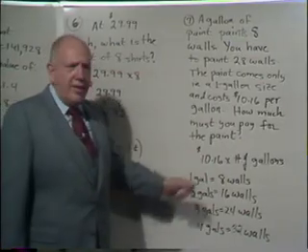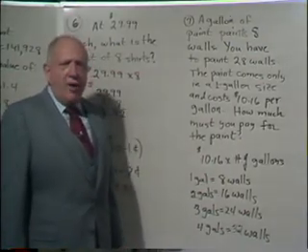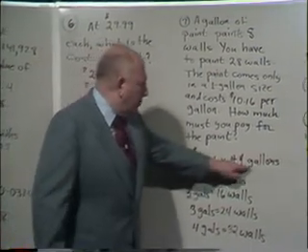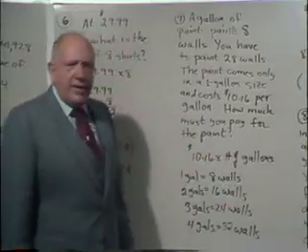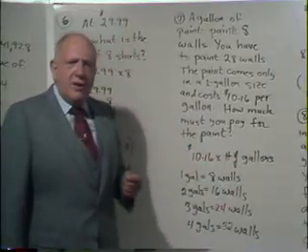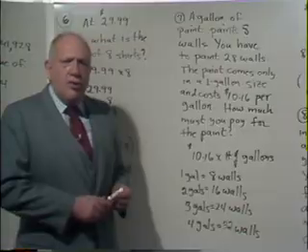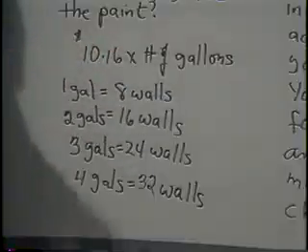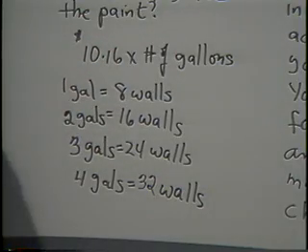Well, the $10.16 per gallon tells you that to find out how much you have to pay for the paint, all you have to do is multiply the number of gallons by 10.16. Unlike the previous problem, where I told you how many units you were buying, in this problem, you have to do another step first. You're going to have to walk and chew gum at the same time.